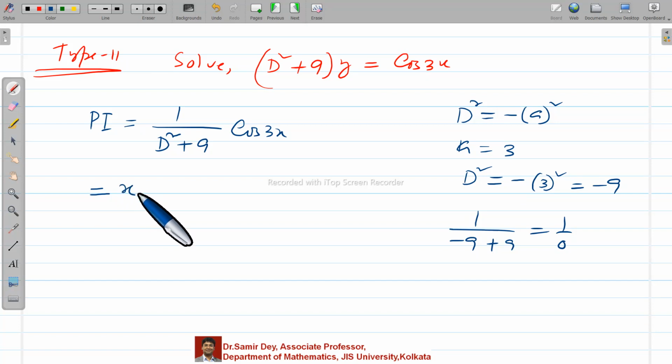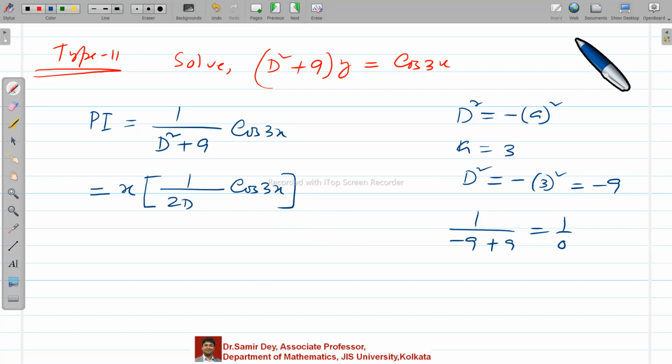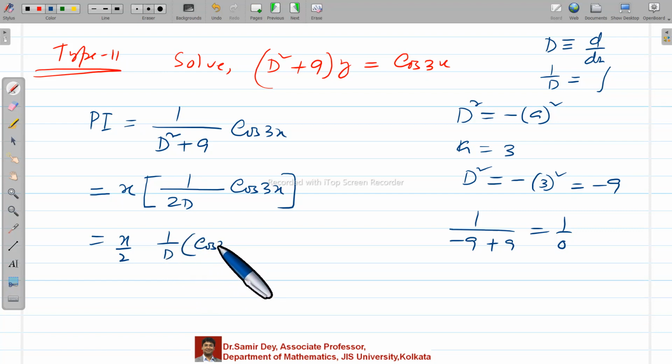So you write down x, and 1 by the derivative of this expression with respect to d, so it is coming 2d, and the 9 there is no d, it is a constant, so 0. Then you write down cos 3x. So already you know what d is. D stands for derivative, and 1 by d stands for integration. So now you have x by 2, 1 by d of cos 3x.